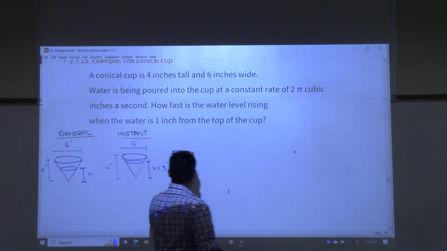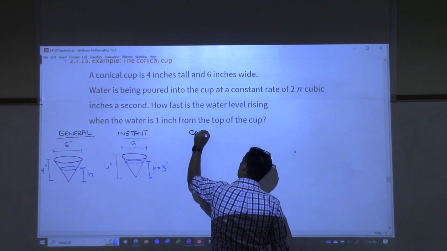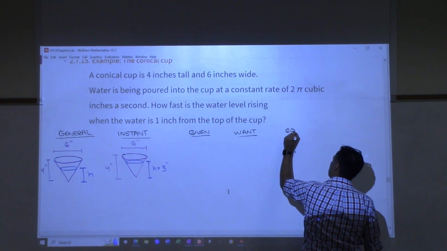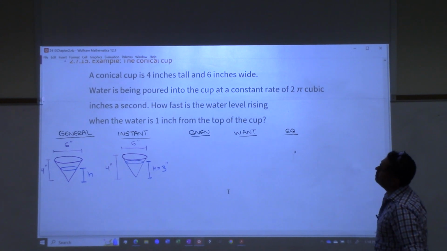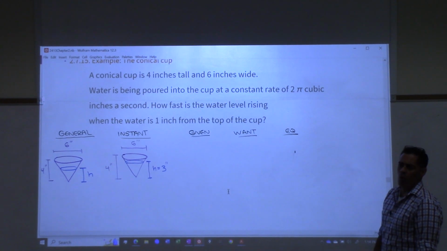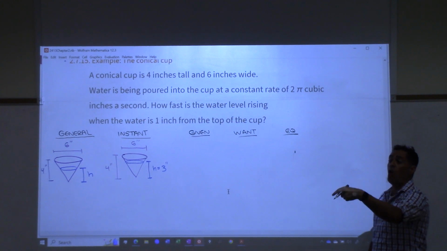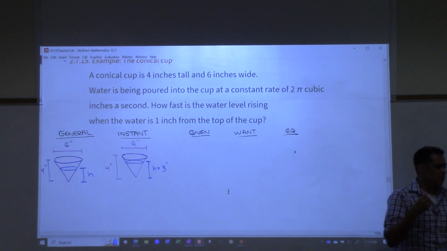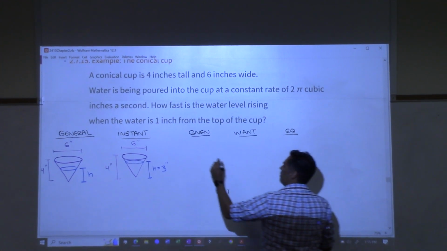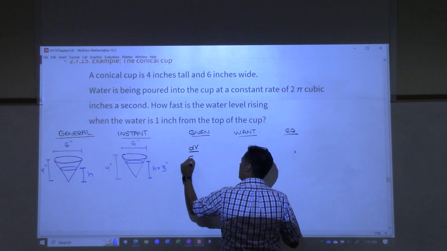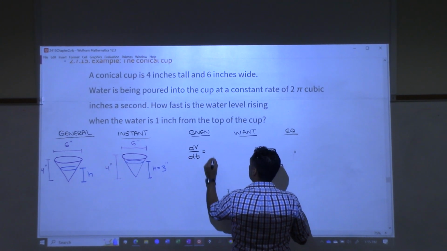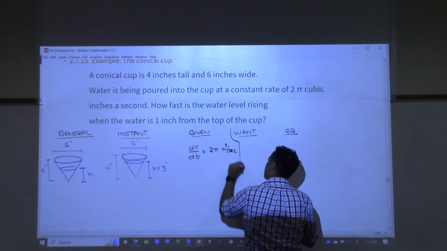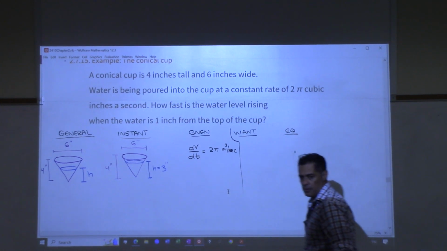All right, let's start writing down some things. Things I'm given, maybe what I want. I'll have some equation. All right, what am I given? The rate the water's coming in, right? That's the rate the volume is changing, right? This measurement, 2 pi cubic inches a second, is a rate of change in the volume. So I'm going to say that I'm given dV/dt to be 2 pi cubic inches per second, like that.